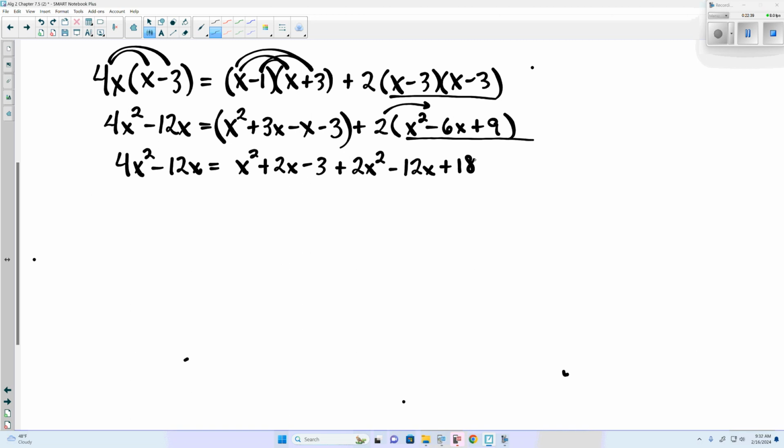Combine like terms. 4x squared minus 12x. X squared and 2x squared is 3x squared. Positive 2x. Negative 12x is negative 10x. Negative 3 plus 18 is plus 15. Be good on getting to this point, yes?